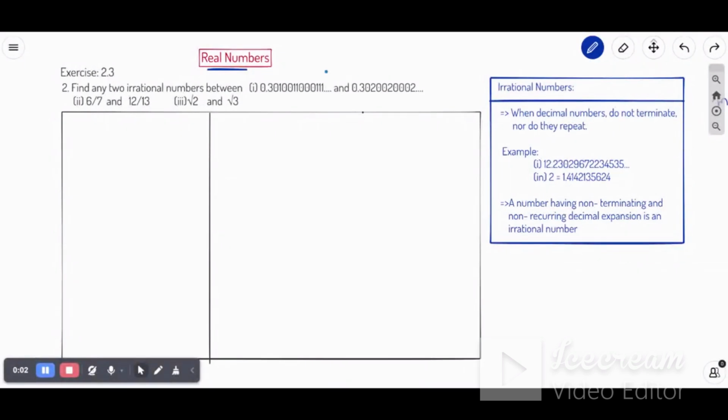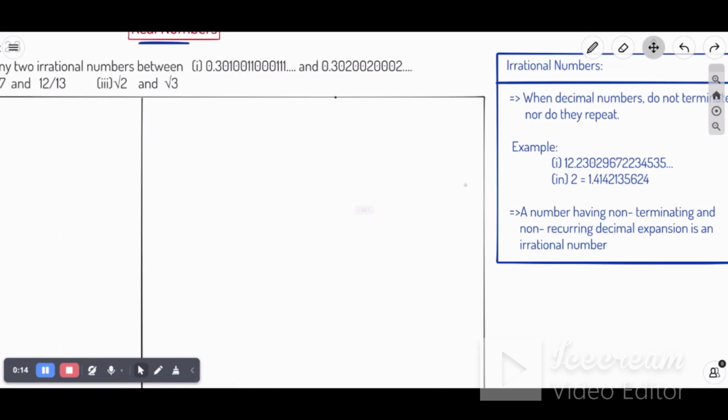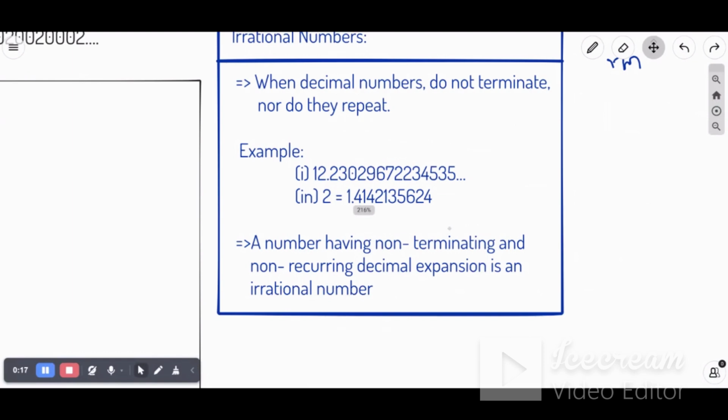Hi everyone. Let us start with real numbers, exercise 2.3 and question number 2 today. Find any two irrational numbers between these two. So you have to find irrational numbers. Before going to this question, let us see what an irrational number is.